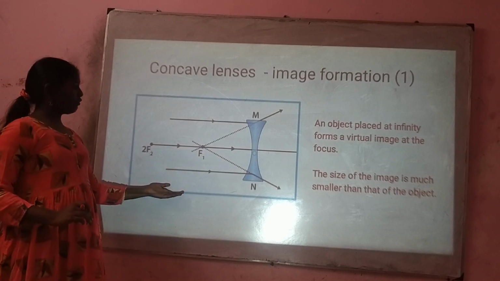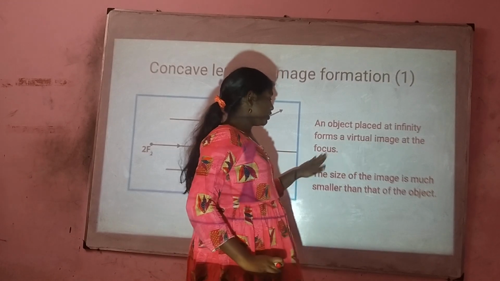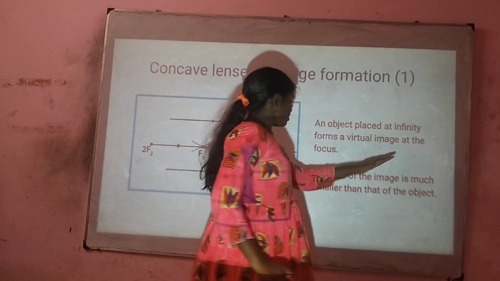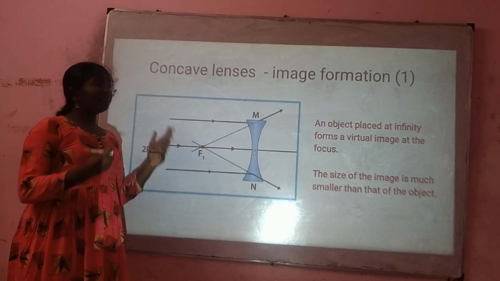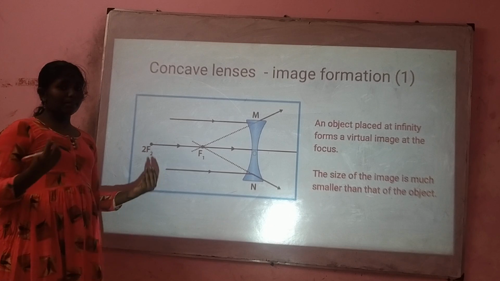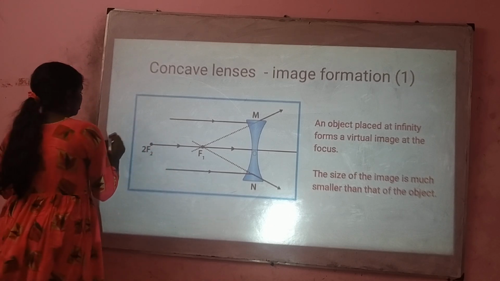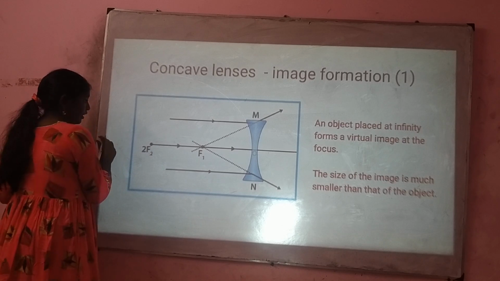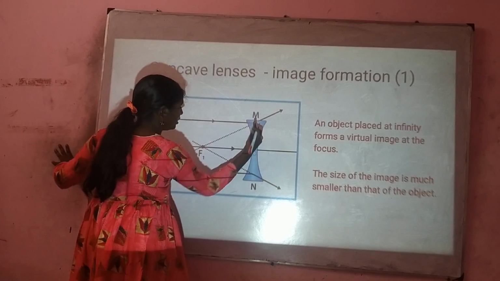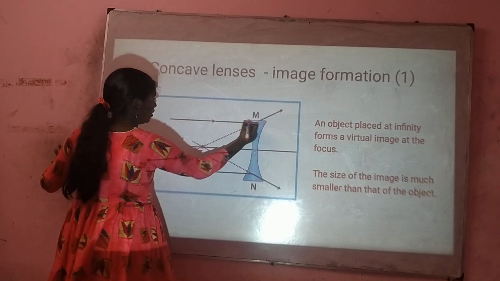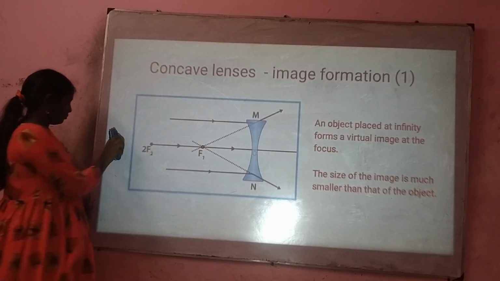Concave lenses, image formation 1. An object placed at infinity forms a virtual image at the focus. The size of the image is much smaller than that of the object. So now we are learning two things here. Object placed at infinity. The infinity can be anywhere, a very long distance from here. So if it's placed here at infinity, let's say this red point is infinity, the rays hit and the image forms here, which is called the focus. We just discussed that this was the focus.